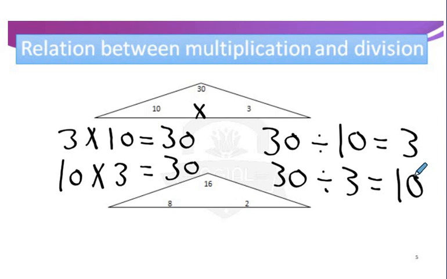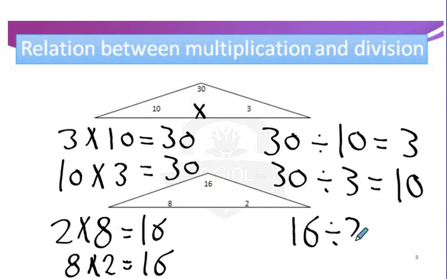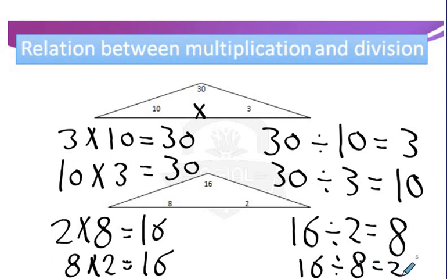Try to write it. Excellent. If you say 2 multiply 8 equals 16, and 8 multiply 2 equals 16. And if you start by the greatest number 16, 16 divided by 2 equals 8, and 16 divided by 8 equals 2. I hope you understand the relation between multiplication and division.